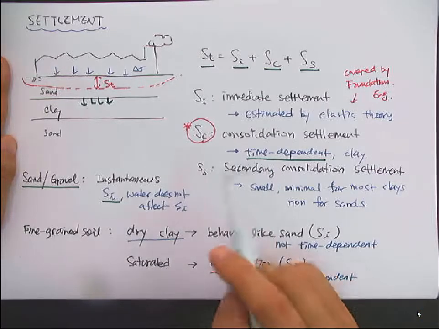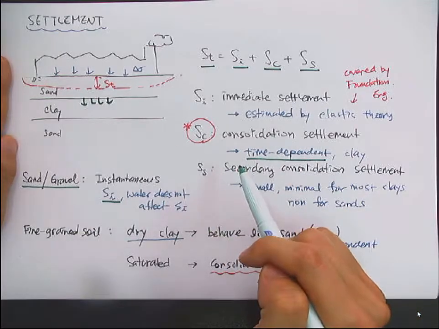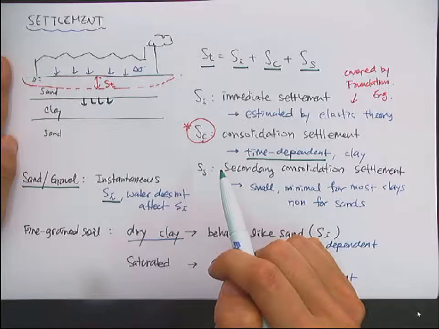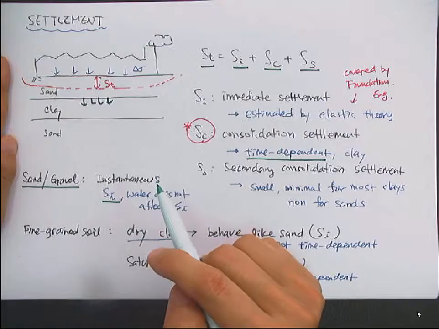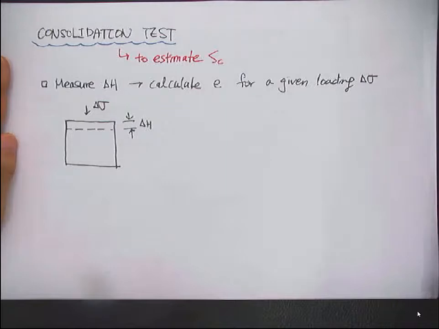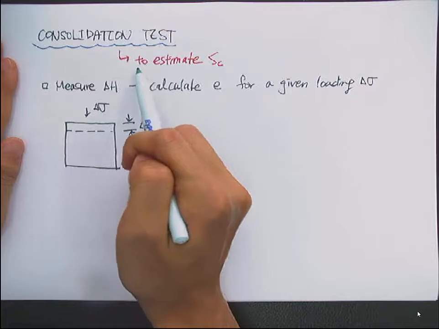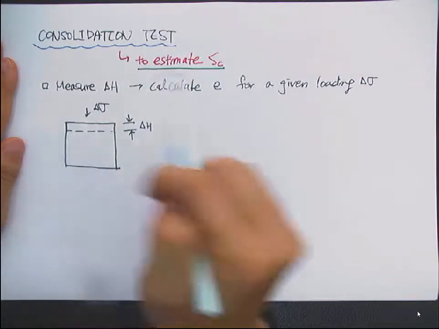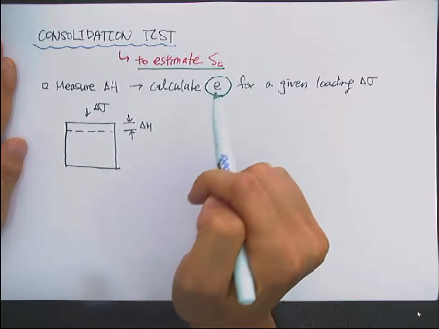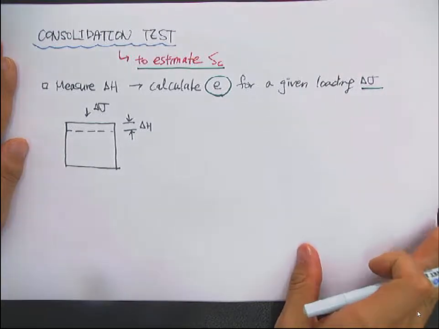So in this class, we'll mainly focus on the consolidation settlement and how to estimate the amount of the consolidation settlement occurring in the clay layer when you apply a certain amount of stress. So we perform a consolidation test to estimate the consolidation settlement, and the purpose of this consolidation test is to calculate the void ratio change for a given loading delta sigma. And the procedure is this.